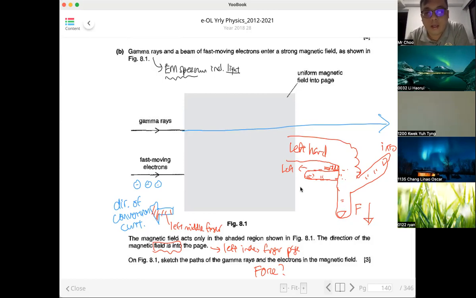Okay, if you can do the same thing, you know that force is pointing downwards. If your force is pointing downwards, this electron will be moving downwards. Is that clear? So you draw the two blue lines, you get 3 marks.